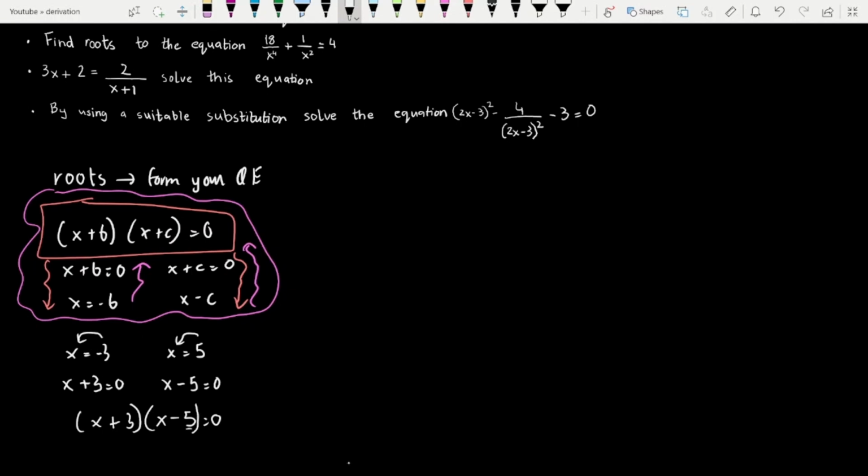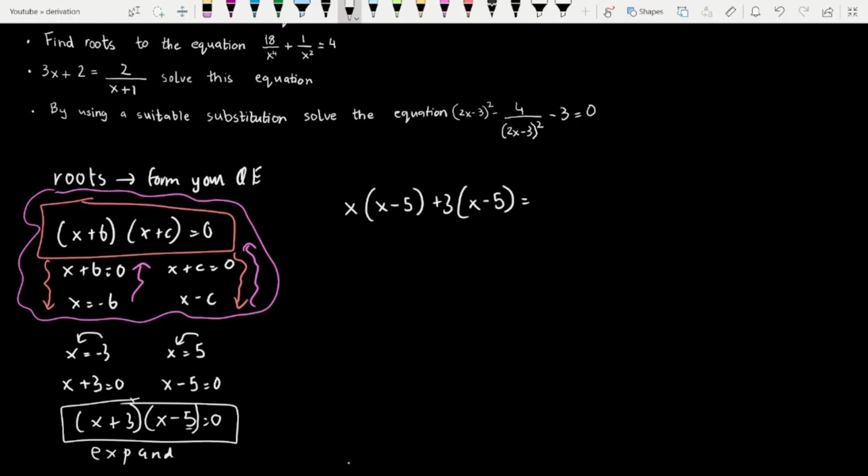Now, if you're in your factorized form, you can get your standard form. All you got to do is expand the brackets. That's what I'm going to do. It's basically going to be x multiplied by x minus 5 plus 3 multiplied by x minus 5, all of this equal to 0. So this is going to be x squared minus 5x plus 3x minus 15, and this is equal to 0. You can simplify this, so this is going to be x squared minus 2x minus 15 is equal to 0.